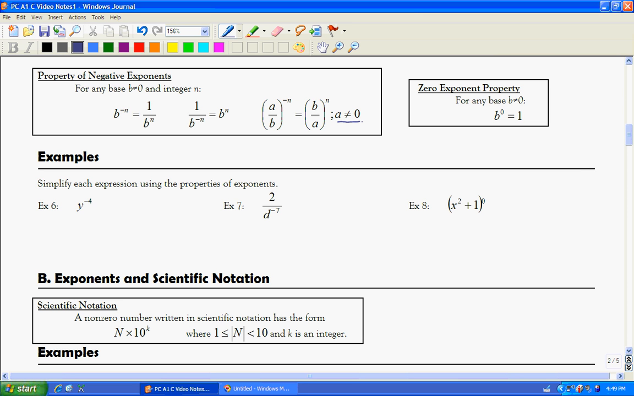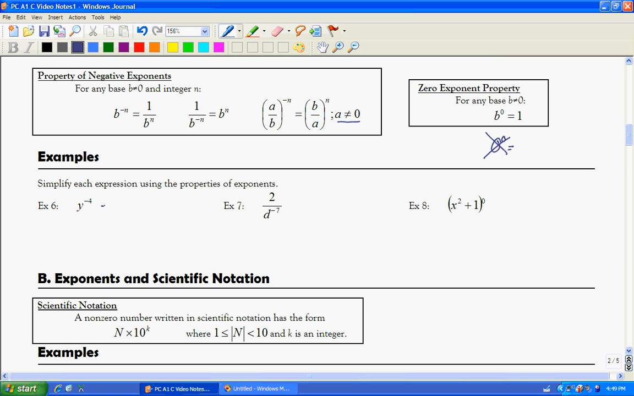Then we have the zero exponent property. For any base raised to the 0 exponent, that is equal to 1. The only exception, we cannot have 0 to the 0 power. That does not work.